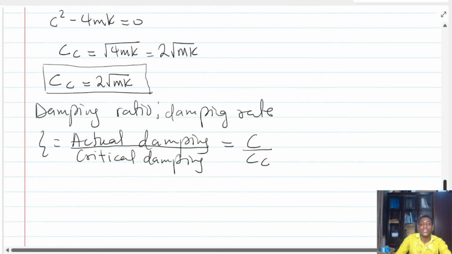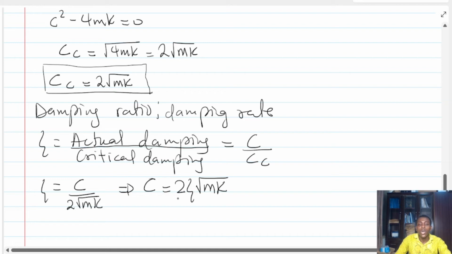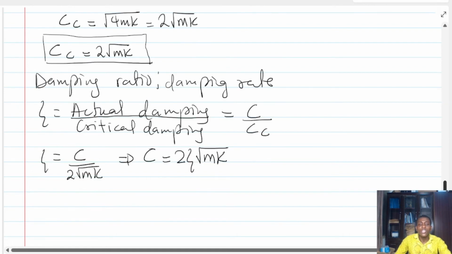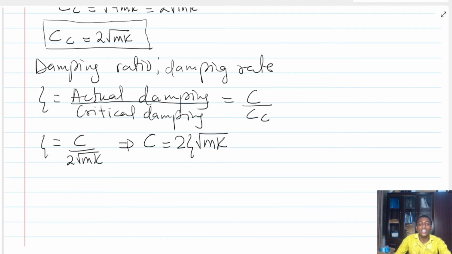Okay. So if that is the case, then we can say that our damping ratio zeta is c divided by 2 root mk. And we can also say that our damping coefficient c is going to be 2 zeta square root mk. Okay. Let's try to do some gymnastics here.